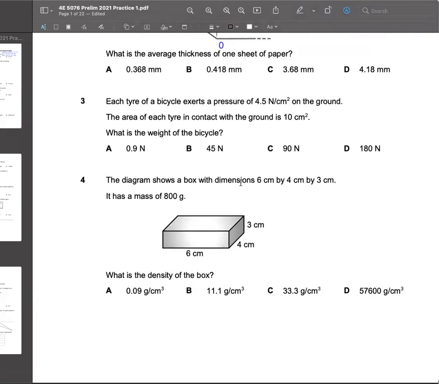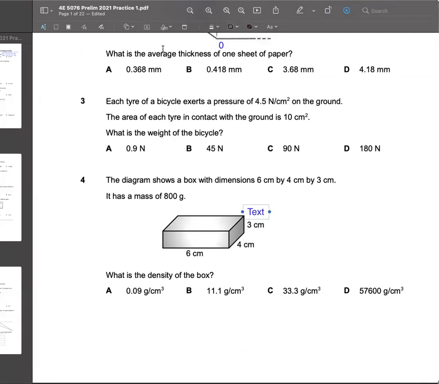Okay, question 3, I think should be quite okay. Question 4. David, how come you got question 4 wrong? So just be careful, okay?